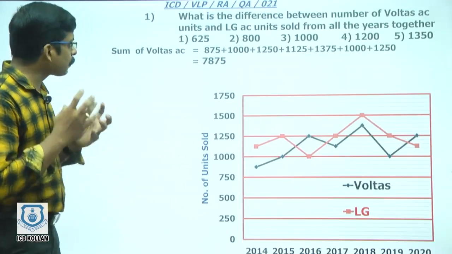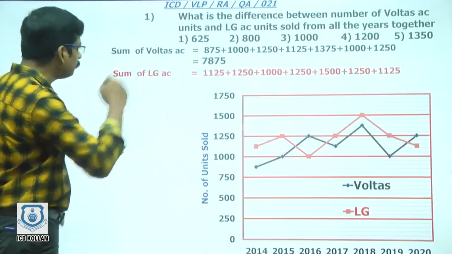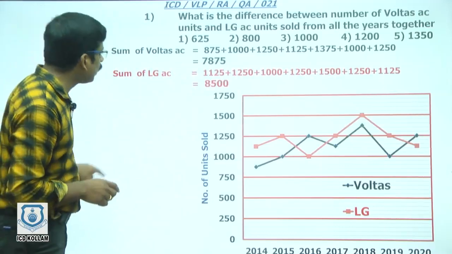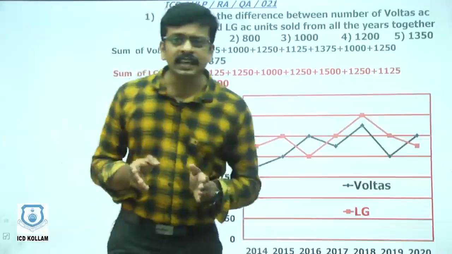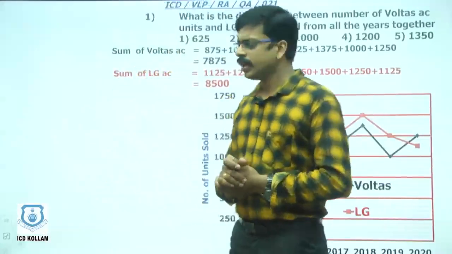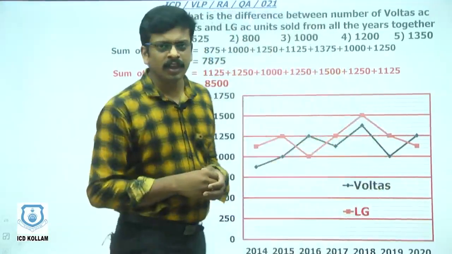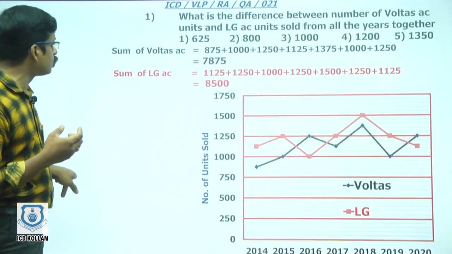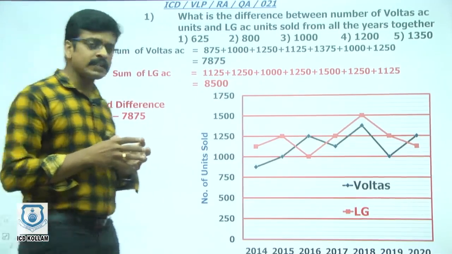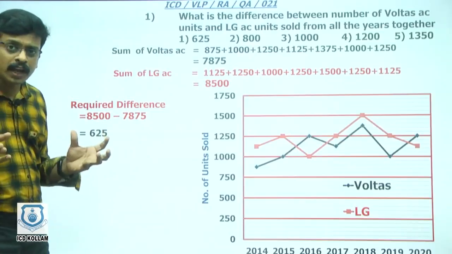Now a similar procedure for LG, and we can find the LG sum. So we get 8500 as the sum of LG AC units. Now it's time for taking the difference. You need to take the difference between those two numbers, which will be equal to 8500 minus 7875, which is 625, the answer.